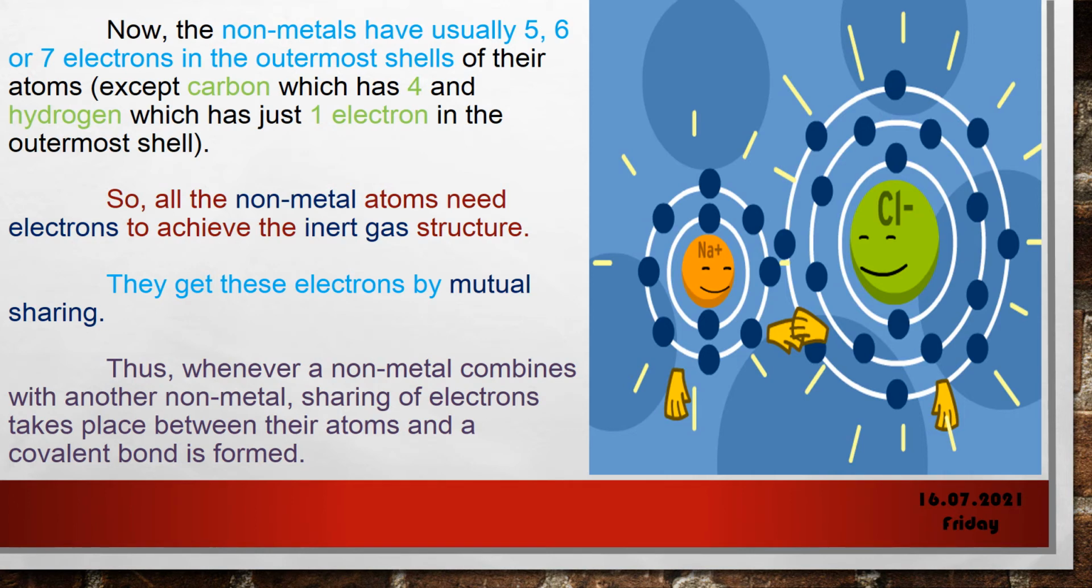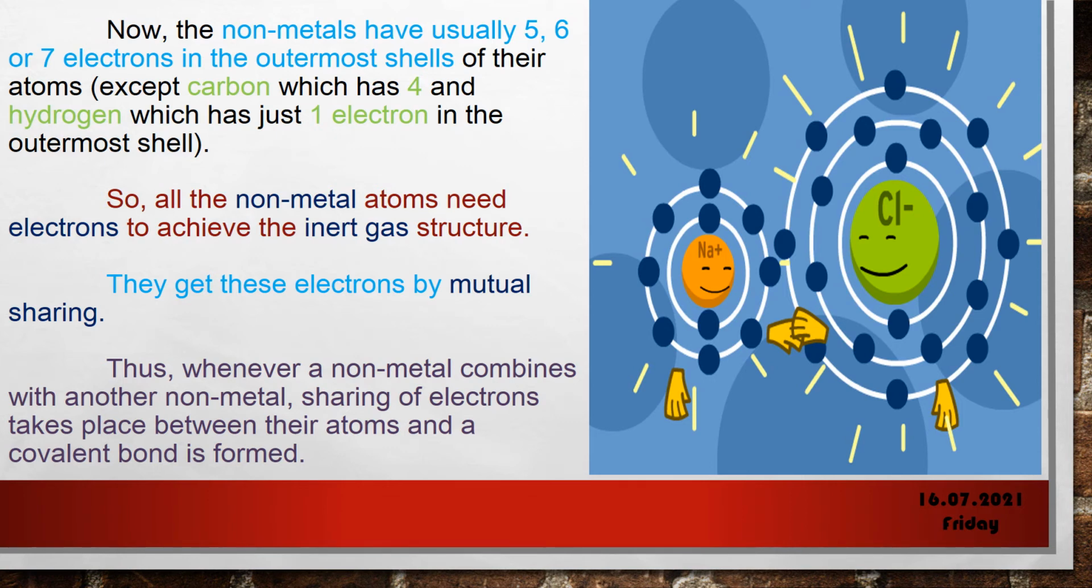Now the non-metals usually have 5, 6 or 7 electrons in the outermost shells of their atoms, except carbon which has 4, and hydrogen which has just 1 electron in the outermost shell. So all the non-metal atoms need electrons to achieve the inert gas structure. Keep it in mind students, only the non-metal atoms. Hydrogen is a non-metal, oxygen is a non-metal, nitrogen too, because that is a gas.